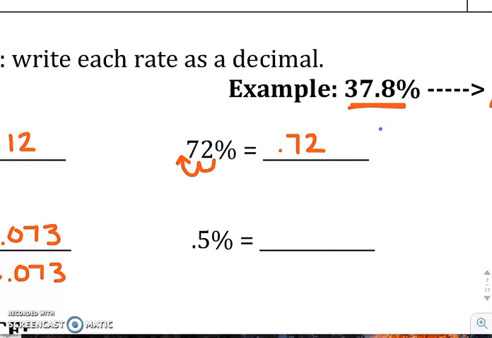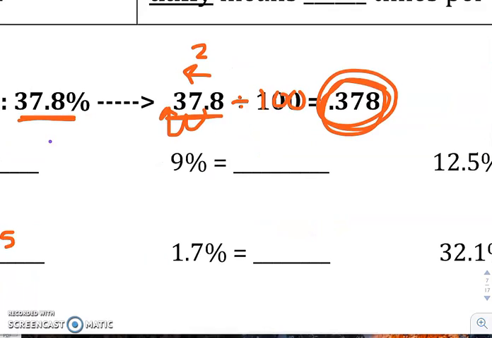0.5%, so less than 1%. Still going to move that decimal 2 spots, so it would be 0.005. 9%, 1, 2, 0.09, so your rate would equal 0.09.